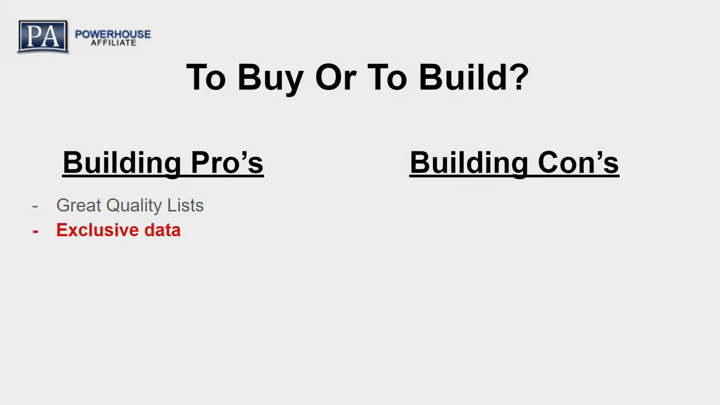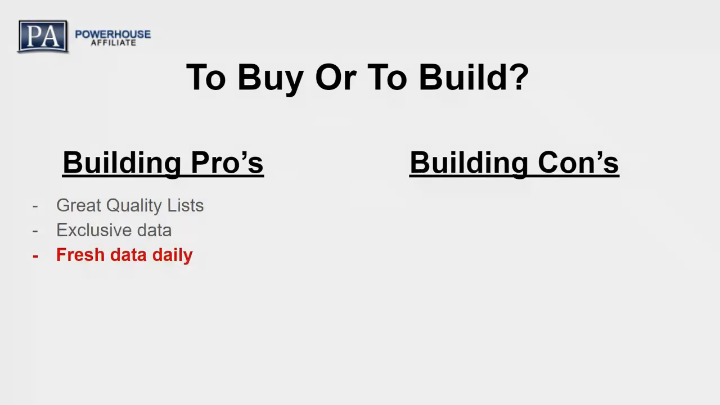You have exclusive data. This list you're building is yours. Nobody else has access to it. So that gives you a huge advantage moving forward. I mean, some of these guys may have opted into other people's lists, but the combination of email addresses you have is unique to you, and it's completely exclusive data.